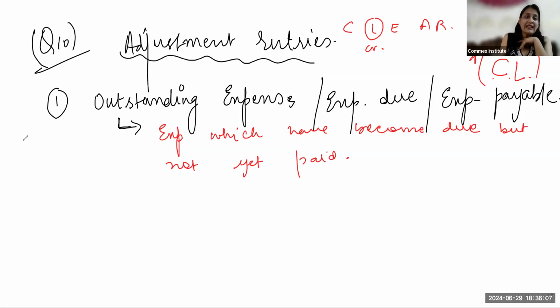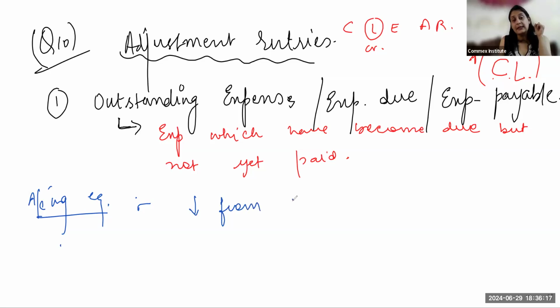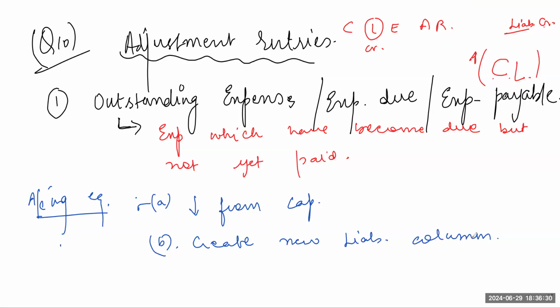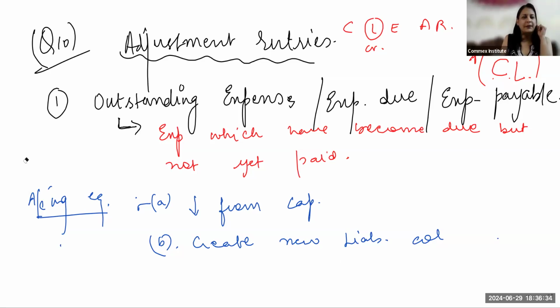Okay. So as far as my accounting equation is concerned, what is the impact? Decrease from capital because it is an expense, and a new liability column is created. Yes, Akriti? Do you remember now? Now revise it, today it is already Saturday, and the test is on Monday.